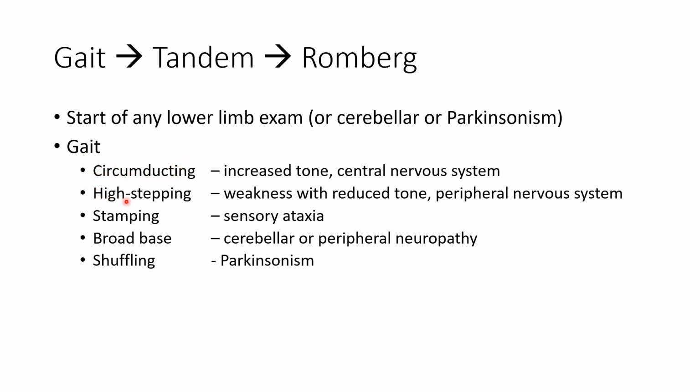Alternatively, there's a high stepping gait. Whereas with circumduction the leg goes out to the side because the tone is increased, in someone who has weakness of ankle dorsiflexion, not due to overpowering of the extensors and plantar flexors as you would see with a central nervous system issue, but a lower motor neuron weakness of ankle dorsiflexion, people will have a high stepping gait. As you bring the leg up, the ankle flops down, as it were, so you need the high step to allow the foot to clear the ground, and taking it to the side won't make any difference to that.